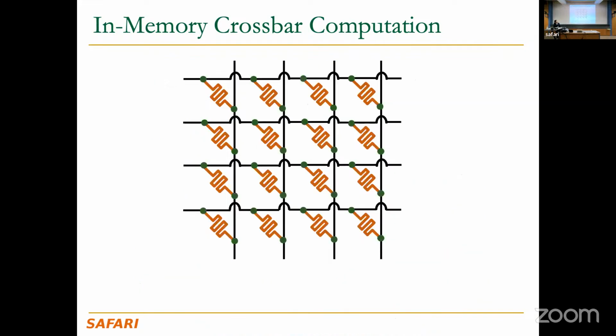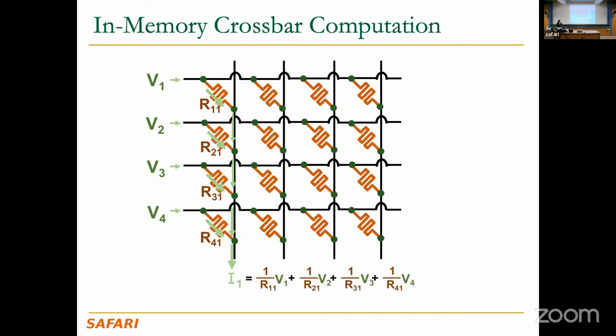So let me explain more about this technology using an example. Here is an example that uses a 4x4 non-volatile memory array, and we store the data in the format of resistance in here, and we apply the voltages, as I mentioned before, on the word line, and detect the current on the bit line, and the bit line current equals the calculation of the vector multiply this vector.